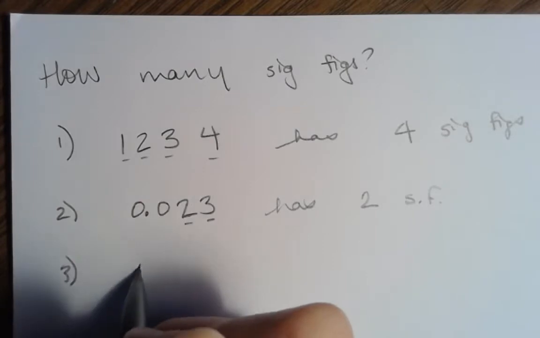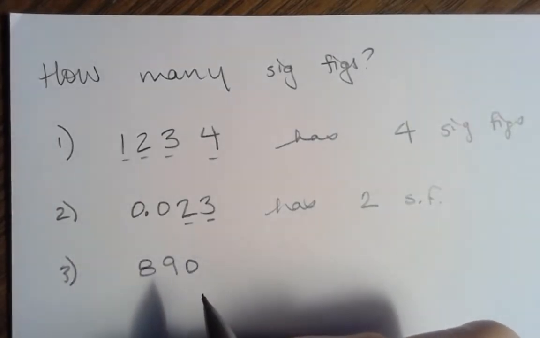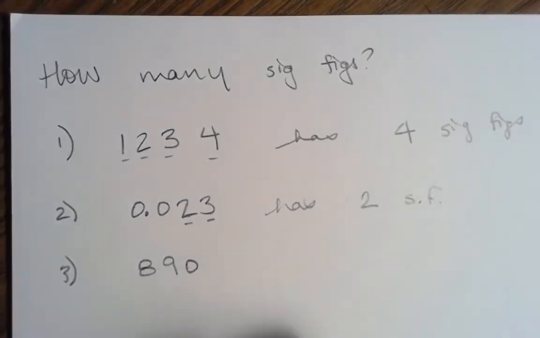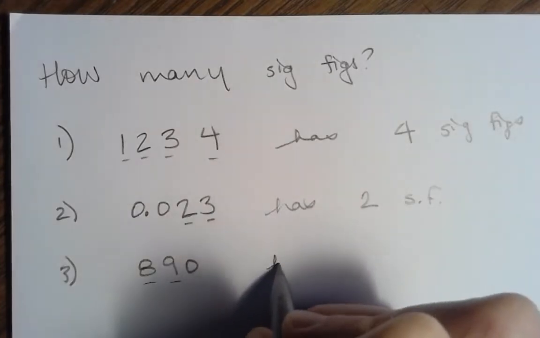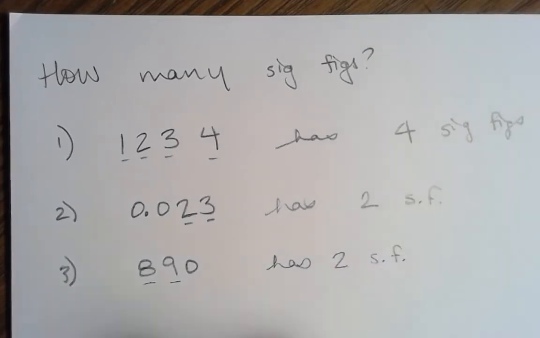3 asks you about the number 890. We did this one together yesterday also. Here, the 0 is in an end spot because it's after your other two numbers. It's an ending 0. You will note there is no decimal. Because there is no decimal, that 0 is not significant. We are confident in these measurements. We are not confident in exactly that 0. We don't really know. It's about 890. We're confident in the 8 and the 9. That is 2 sig figs.